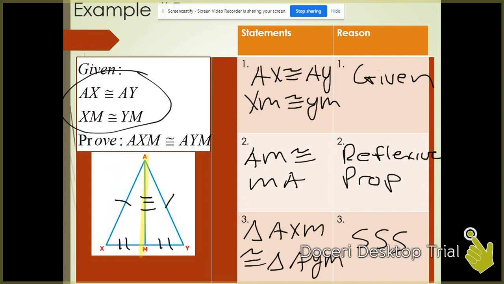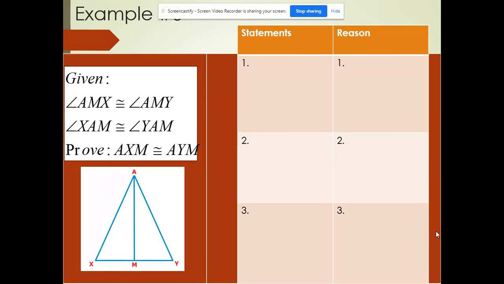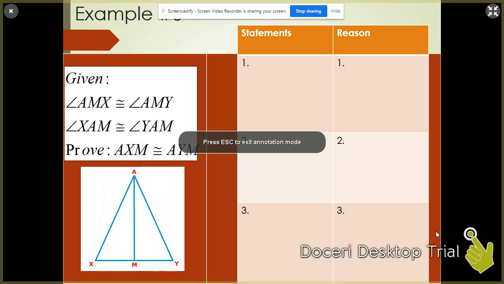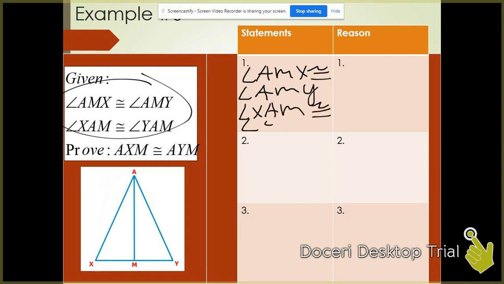All right, one final example incorporating the reflexive property. Let's go ahead and finish up with this next one. Again, we have the same diagram to begin with, but we have a different setup. So if you look at our given, we have angles this time. All right, so we have angle AMX is congruent to angle AMY. And then we have angle XAM is congruent to angle YAM. Again, that is our given.